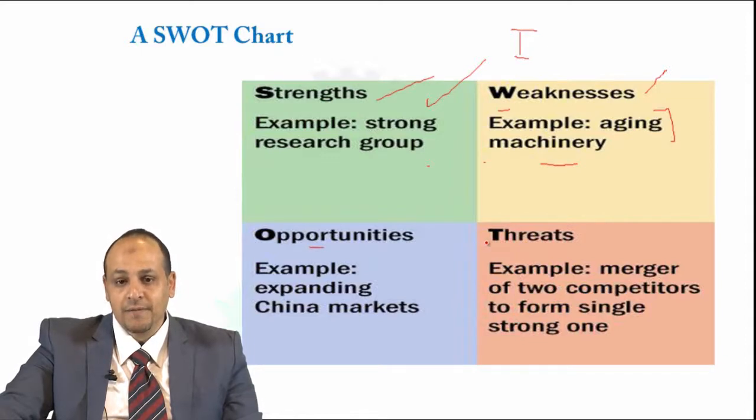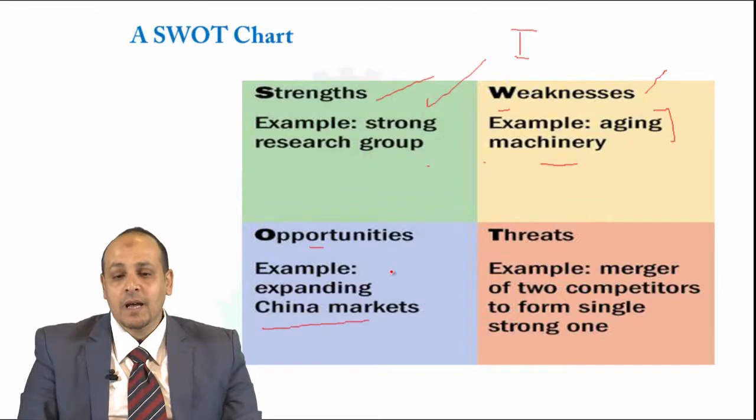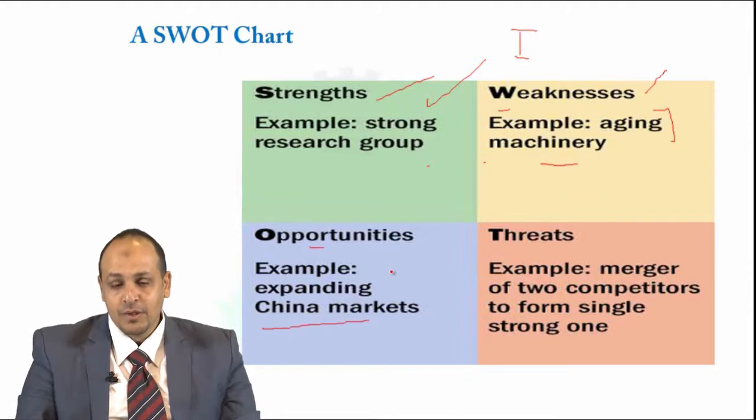These are external factors. An example of an opportunity is expanding in the market, for example China and the Chinese markets. When we talk about an opportunity, it is something external that the company can use, which accelerates the success of the strategy.